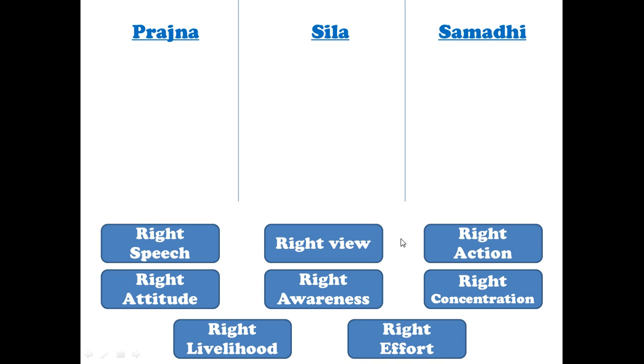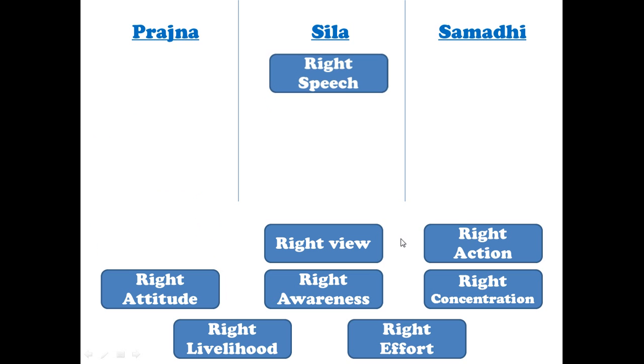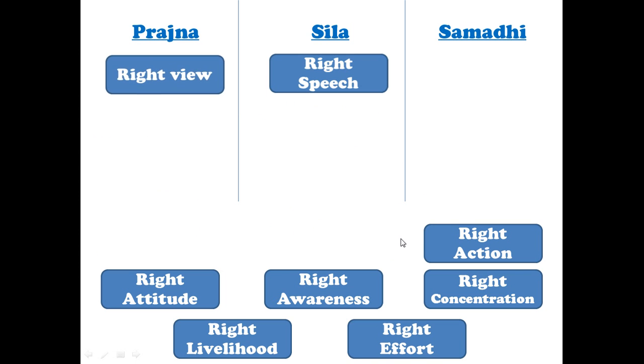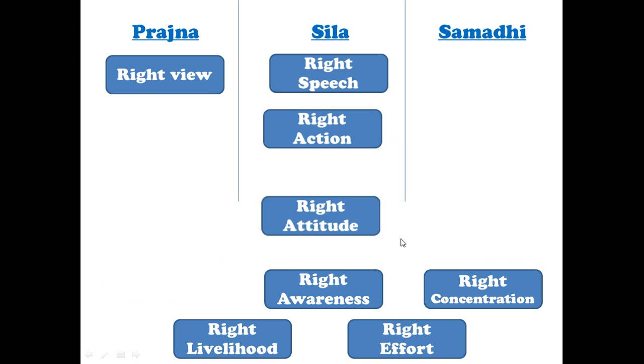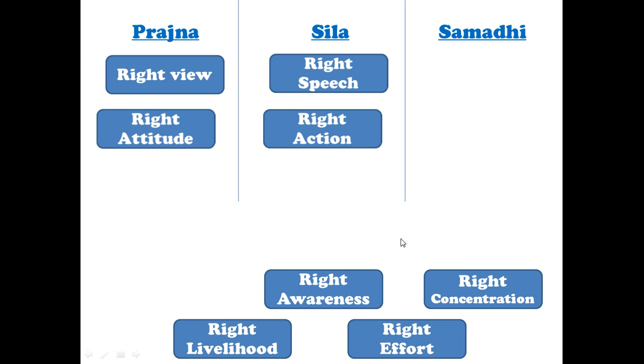So the first one, right speech, where should that go? Over there. Okay, so that's Sila, so morality, the way that you behave, what you say is part of that. The next thing, right view, is Prajna, wisdom, because it's to do with how you look at the world, having the right understanding of the world. The next one, right action, is Sila again, because that's again performing positive actions, avoiding negative actions. Right attitude, where should that go? Is Prajna, having the right attitude is to do with your mind.